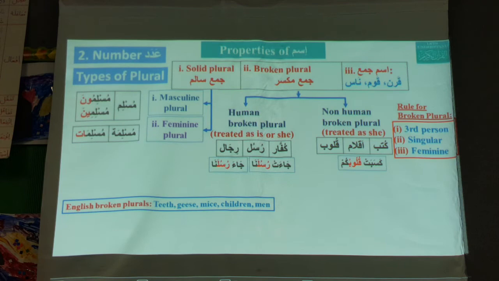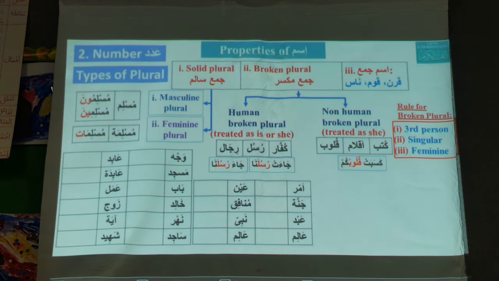Let's maybe do some practice. We can add one thing, if you allow me. Sure. Non-human jama salih, like jannat, they are also treated as third person, singular, feminine. They are not broken, but we treat them as if they are broken. Because they are non-human, even solid plurals are also treated as third person, singular, feminine gender. This is the root of Arabic.